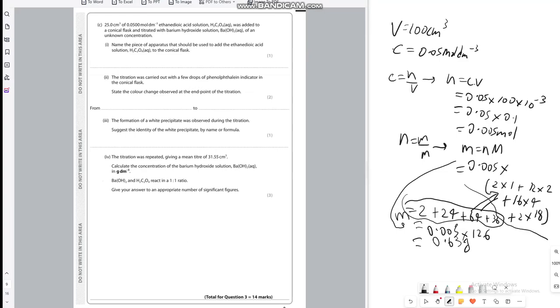All right, the titration was repeated, giving a mean titre of 31.55 centimeter cube. Calculate the concentration of barium hydroxide solution in grams per decimeter cube. So they have given the ratio of barium hydroxide to H2C2O4. That's the stoichiometry, which is 1:1. Yeah, we'll try to do the sum.